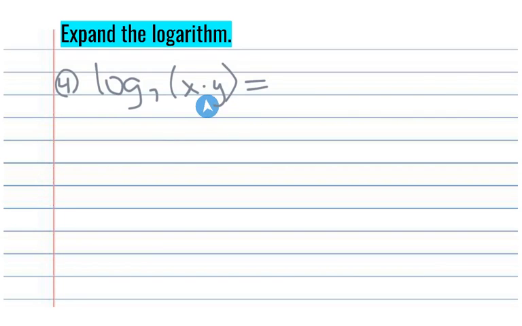Again, because this is multiplication, we know we're going to expand it by writing this as two logarithms that are being added together. So we would just have log base 7 of x plus log base 7 of y.